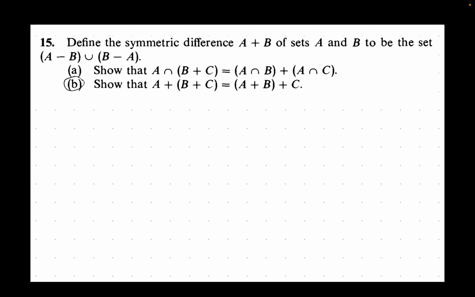Chapter 2, Exercise 15. To find the symmetric difference A plus B of sets A and B to be the set A minus B union B minus A. Part A asks us to show that A intersect (B plus C) is equal to (A intersect B) plus (A intersect C). Part B asks us to show that (A plus B) plus C is equal to A plus (B plus C).